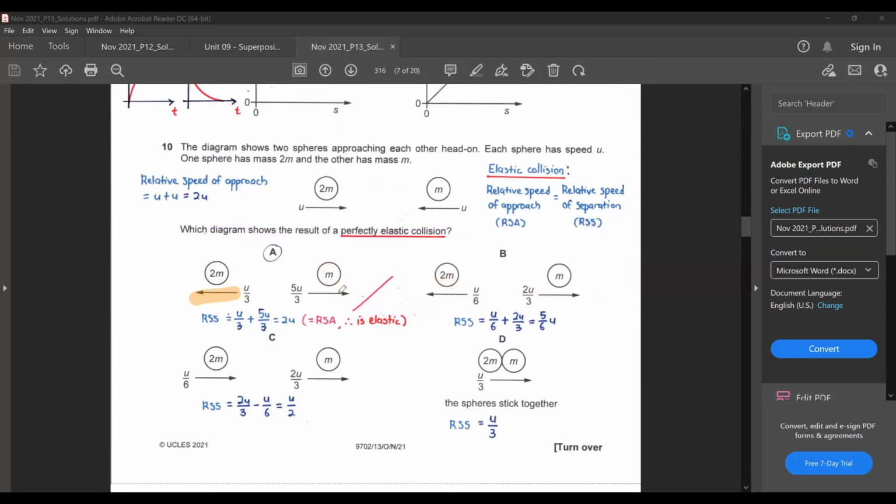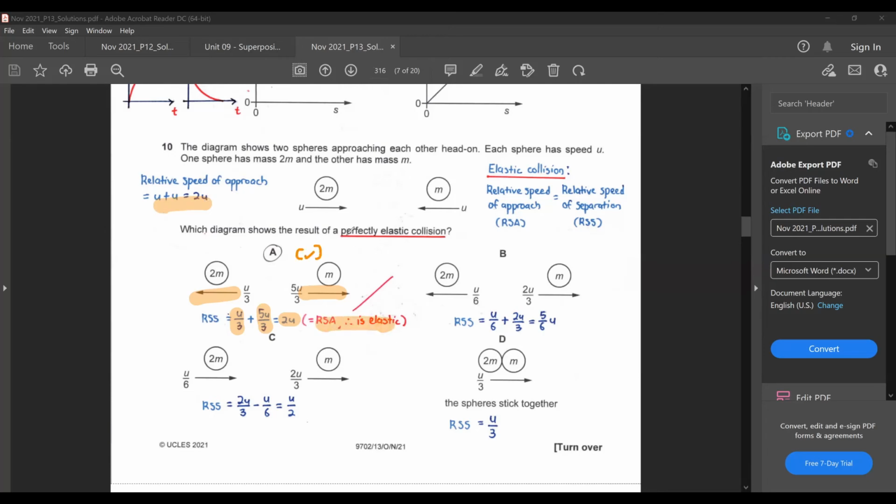This one is answer choice A, moving in opposite directions. So you add up the speeds. It is u over 3 plus 5u over 3 giving you 2u. So this is actually the same as your relative speed of approach. Therefore, this is your elastic collision case.